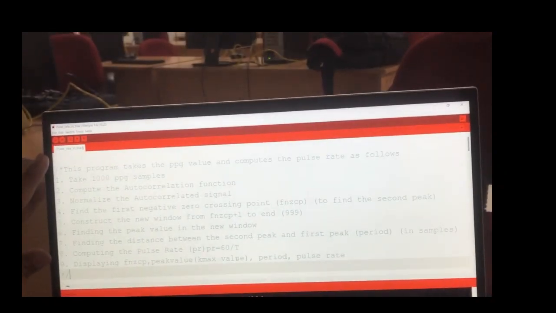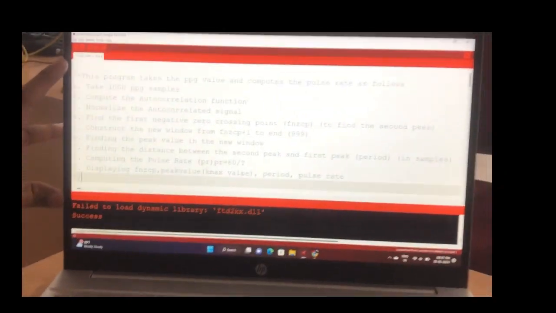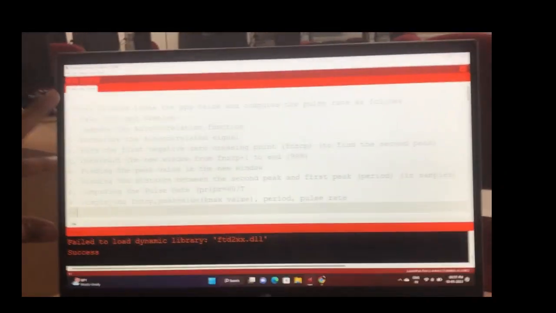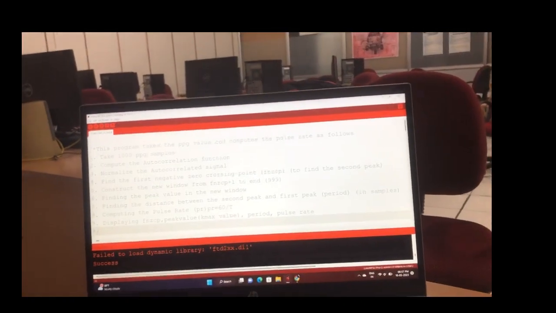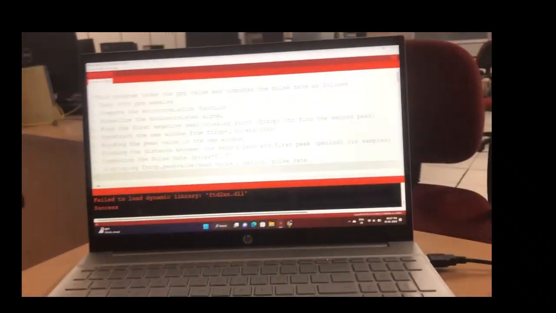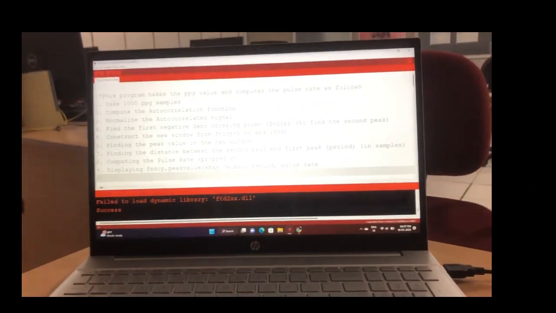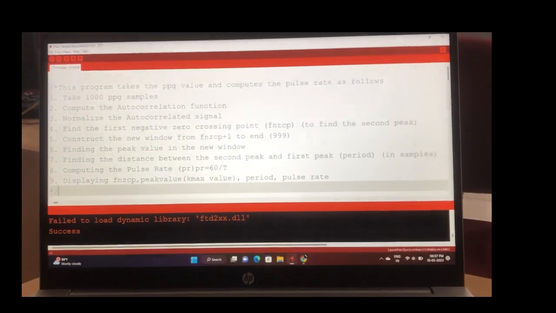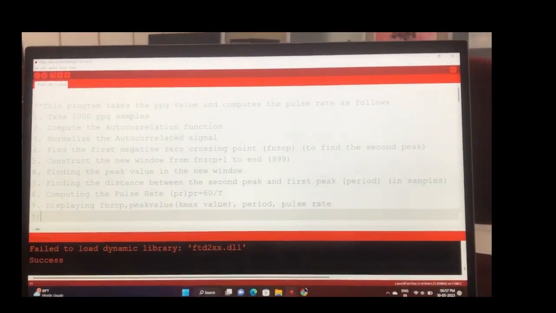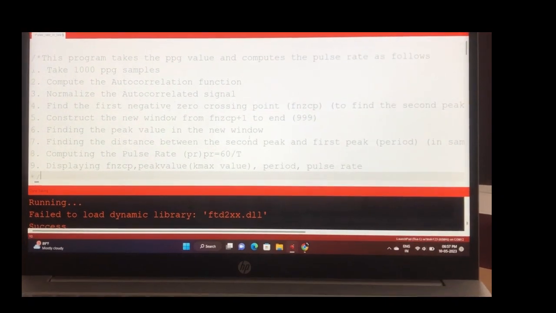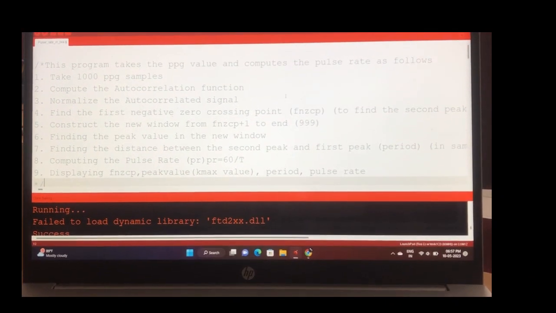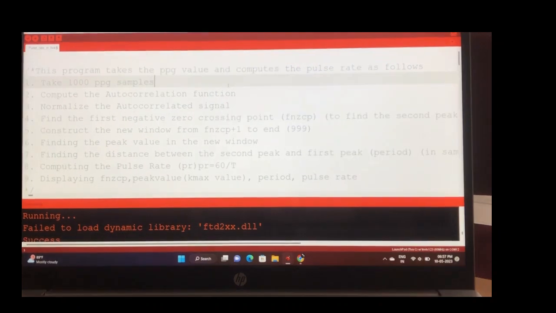So as we all know, this is the Energia environment which is used for programming the TIVA microcontroller. And the steps we have discussed are very clearly given. This program takes the PPG value and computes the pulse rate as follows. We have to take the first 1000 PPG samples as CSV values. What is a CSV value? Comma separated values.